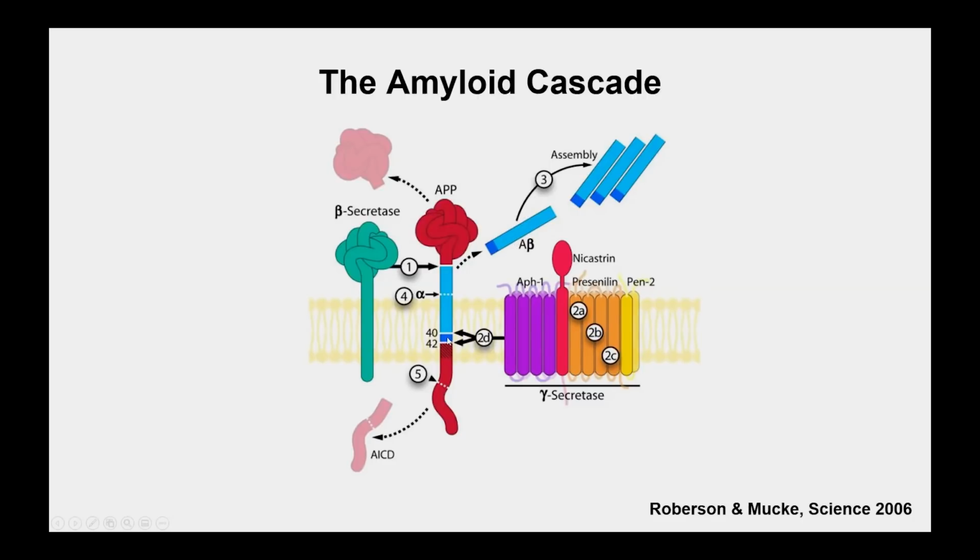And particularly the 42 amino acid version of this is a sticky protein. So one A-beta sticks to another. They form aggregates in solution called oligomers that are probably the most neurotoxic forms of amyloid beta. And then eventually they form these toxic waste dumps, the plaques, that can be seen under the microscope.